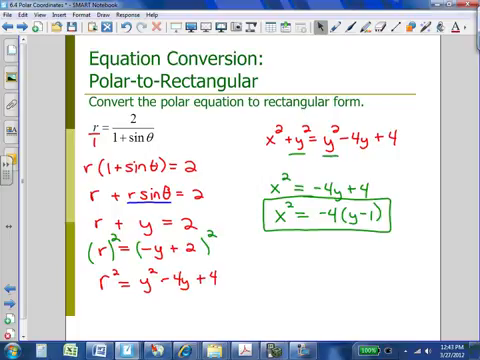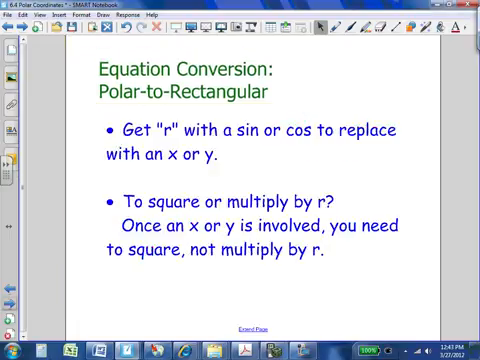Now, some general strategies for these. This isn't included in your notes, but you may want to pencil it in somewhere. You want to get r with a sine or a cosine to replace to get an x or a y. So anytime you see r sine theta, you're going to be able to replace that with your y value. And anytime you see r times the cosine of theta, you're going to be able to replace that with an x. So one of our strategies is to multiply either a sine or a cosine by an r somehow. Usually that involves just multiplying r on both sides.